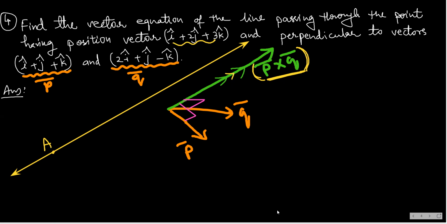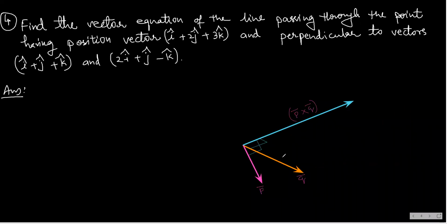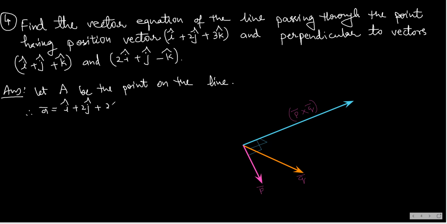Okay. So let me draw this diagram properly now for you. So the same diagram I have drawn here. See, we are given two vectors P bar and Q bar. I will start writing the answer now. I will write here, let A be the point on the line. So this is the point on the line. Therefore A bar is I cap plus 2j cap plus 3k cap.